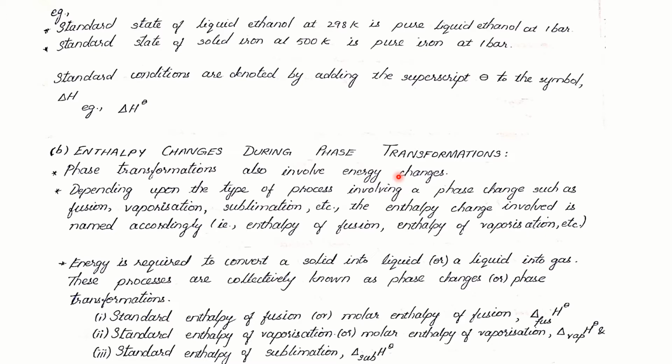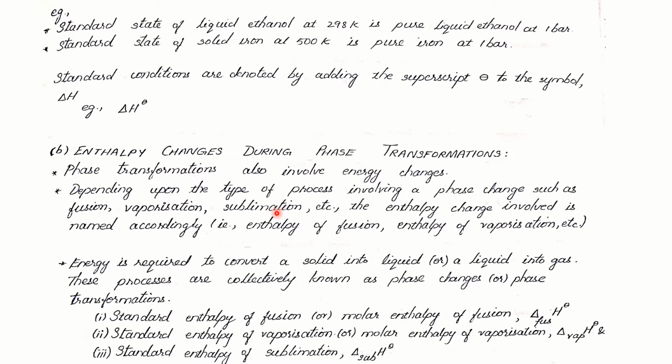The enthalpy change involved in the process of fusion, during which a solid substance is transformed into a liquid, is named as enthalpy of fusion. Clear? Likewise, the enthalpy change involved in the process of vaporization, during which a liquid substance is transformed into a gaseous substance, is named as enthalpy of vaporization. Similarly, the enthalpy change involved in the process of sublimation, during which a solid substance is transformed directly into its gaseous state, is named as enthalpy of sublimation.